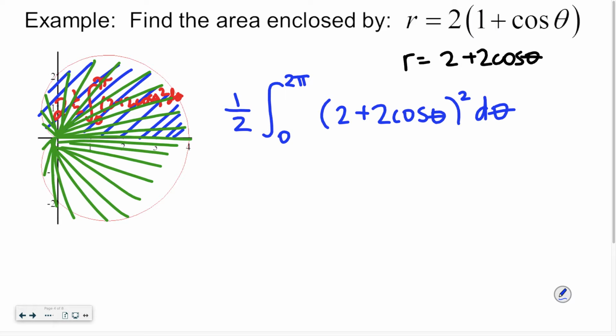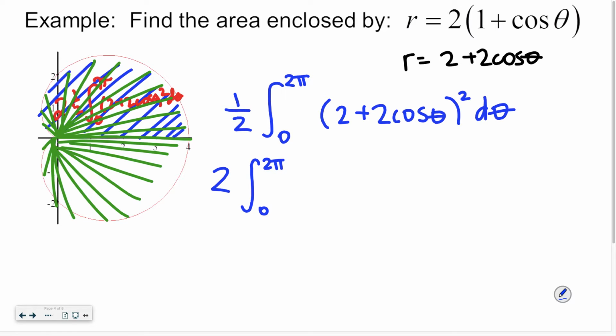Would that be negative? Okay, so this is what I'm going to do. What's 2 squared? 4. I'm going to take this 2 squared and take it out. So this becomes 2 times the integral from 0 to 2 pi, because 4 times 1/2 is 2.